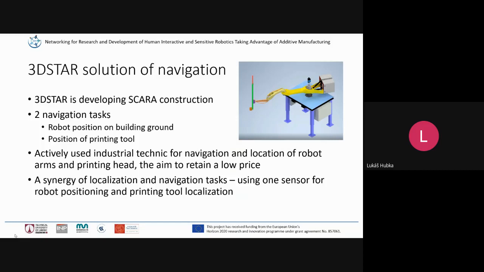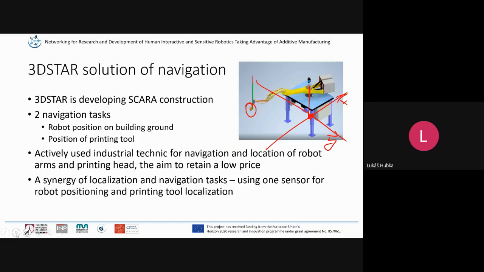navigation, or generally the solution, is SCARA construction, as you saw, and we have two tasks in navigation. The first is to find the robot position on the construction site. So let's say we have here some axis, so to find in some axis system where we are now with our robot. And the second task is what is the position of the printing tool in the same axis system.